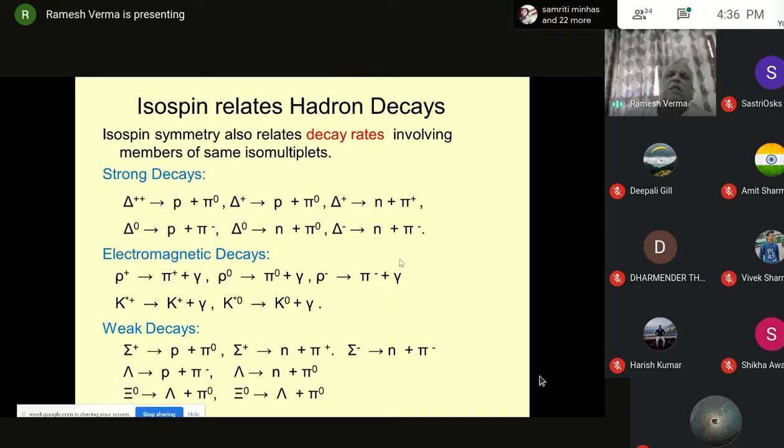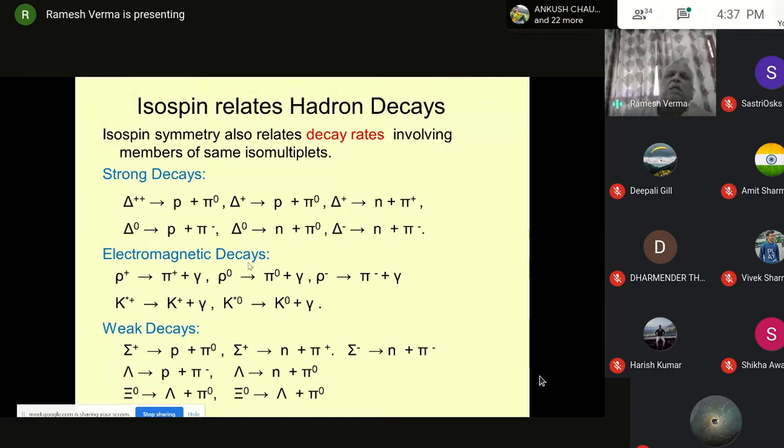So they will get related, and we use Fermi's golden rule to express their decay rate in terms of their decay amplitude squared. It is going to be a little bit technical now. I won't go into the detail of all this, but I will talk about these things later on. These are nice applications of isospin symmetry.